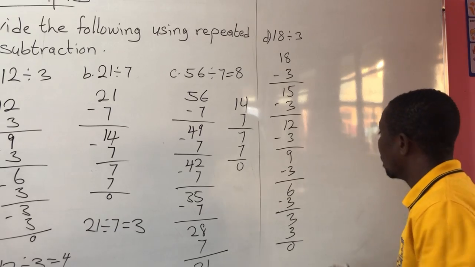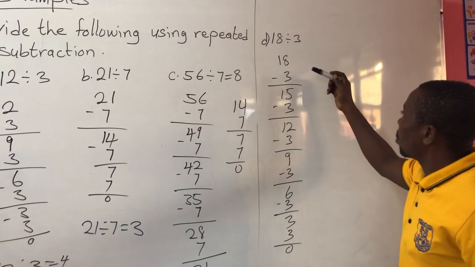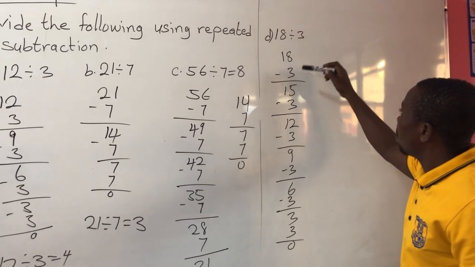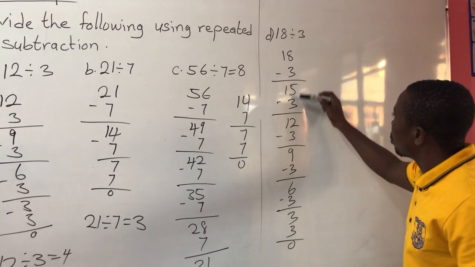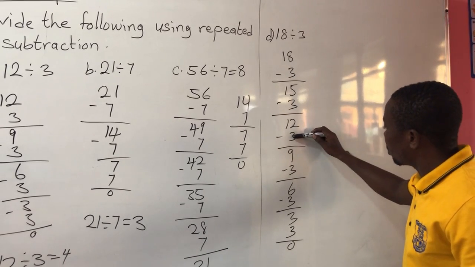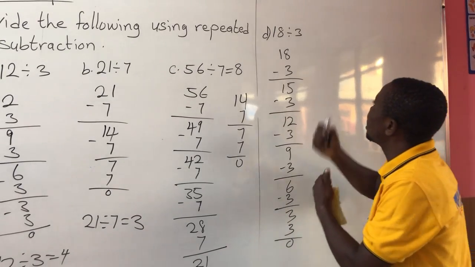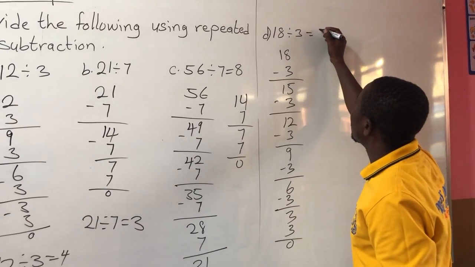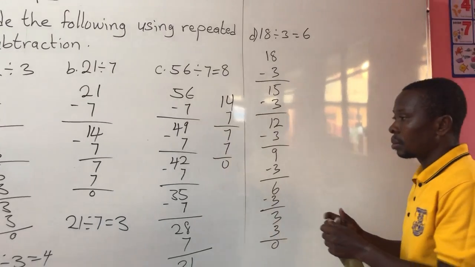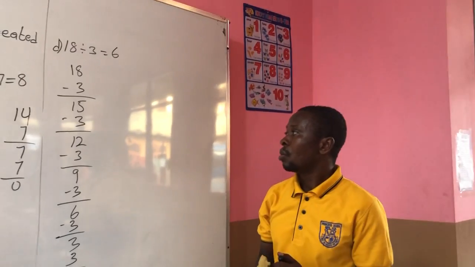Now 3 from 3 will give us 0. Okay, now let's count the number of times we subtract 3 from the dividend. So we have 1, 2, 3, 4, 5, 6. Okay, so 18 divided by 3 will give us 6. Good. I hope you are getting it.